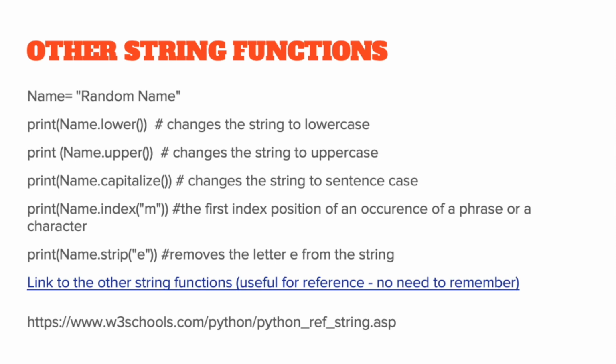Sometimes maybe you might want to find the index position of a particular phrase or a character, and we can use name.index and it will tell us what position that is. This is built in. So instead of you working it out by doing a loop and selection statement, you can just use name.index, find the index of m, and it'll print that out for you. And we can also strip things out, where we can simply say remove the letter E from a particular string or something else, name.strip, and whatever's in the brackets is stripped out. Now there are a huge amount of other built-in functions, too many to know.